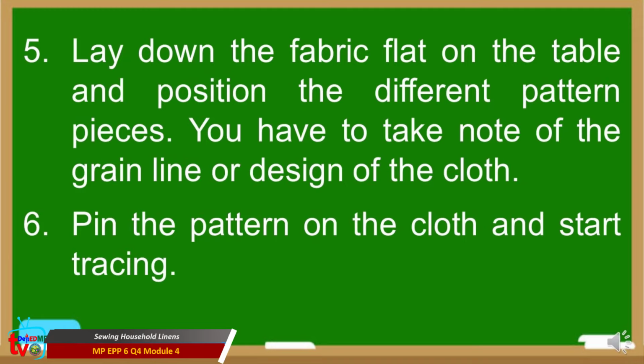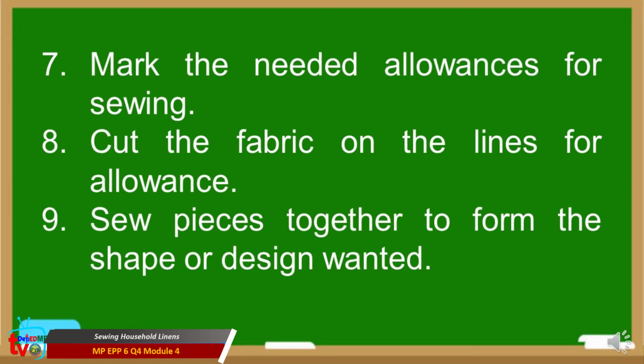Number 5. Lay down the fabric flat on the table and position the different pattern pieces. You have to take note of the grain line or design of the cloth. Number 6. Pin the pattern on the cloth and start tracing. 7. Mark the needed allowance for sewing. 8. Cut the fabric on the lines for allowance. And 9. Sew pieces together to form the shape or design wanted.